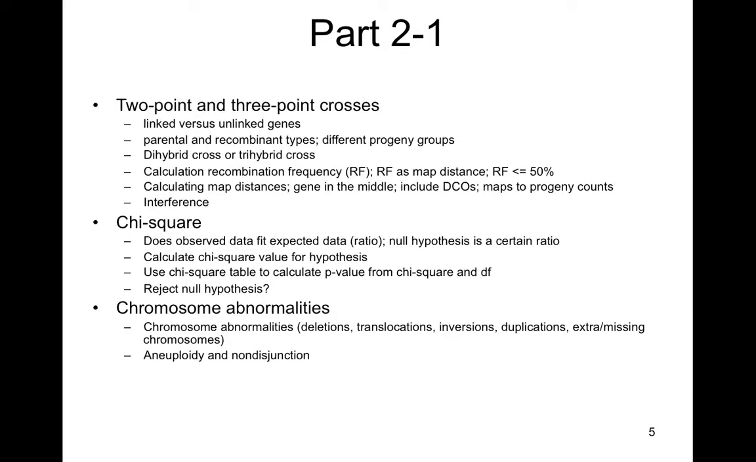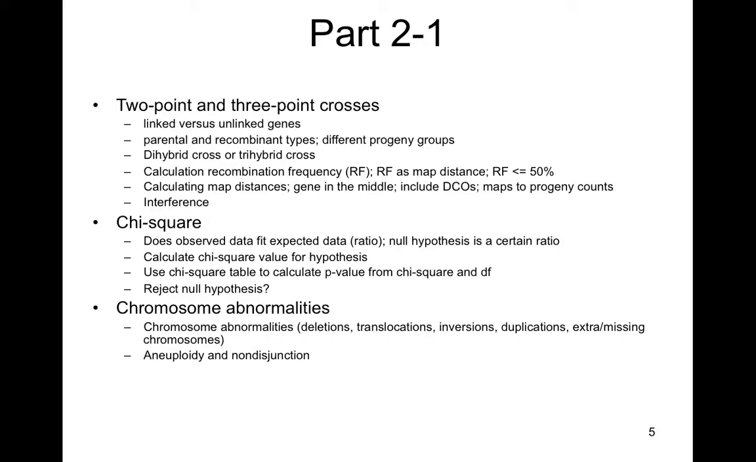Moving on to part 2 of the course, we focused on the concept of linked versus unlinked genes, where you have two genes, and if they're on different chromosomes, then Mendel's second law applies and they're unlinked. Or if they're on the same chromosome and far apart, then they still act as if they're unlinked. But if they're close together, then they're linked, and they tend to segregate together.